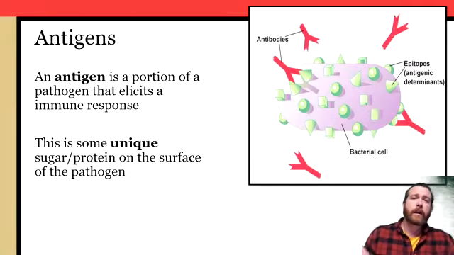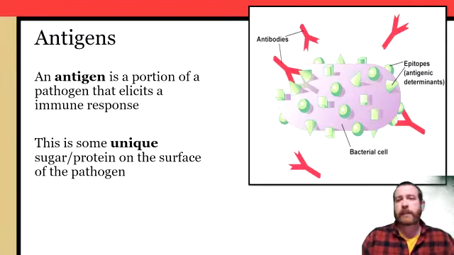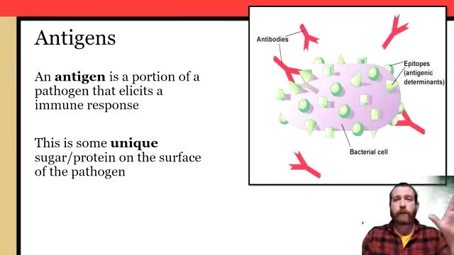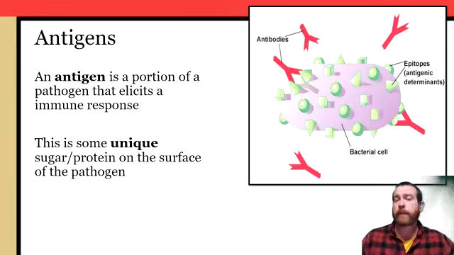Oftentimes antigens are a protein that's on the surface of a pathogen that it uses to get into another cell, or some structure that it uses to attack other cells. So there's a reason why these things are sticking out and covering the surface of a pathogen, but that's also what we use to identify them.